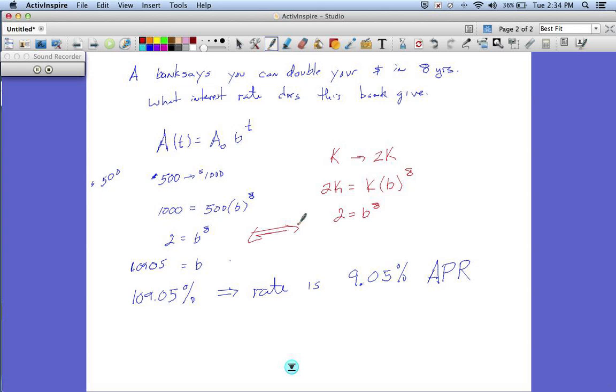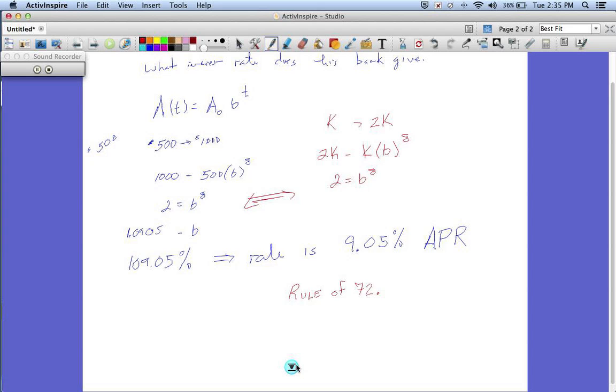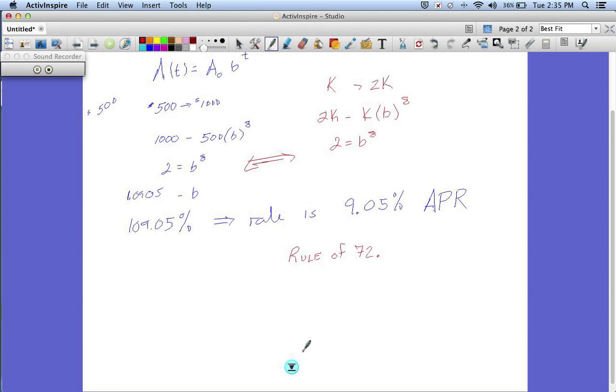All right, and the last piece I want to talk about here is something that actually makes this problem a lot quicker. It's called the rule of 72. Well, my answer here is 9% over the course of 8 years. What's 9 times 8? Ding, ding, you got it. Winner, winner, chicken dinner. 9 times 8 is 72. The rule of 72 is a shortcut method of finding out how quickly things double.